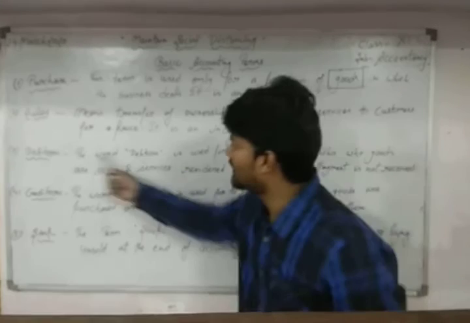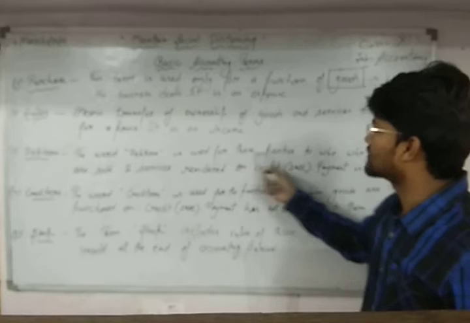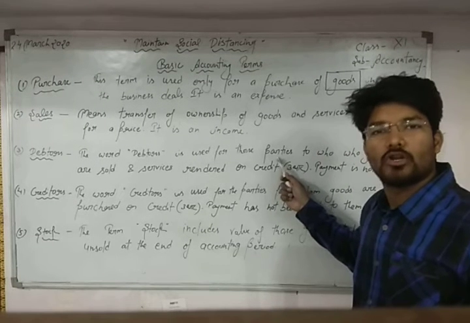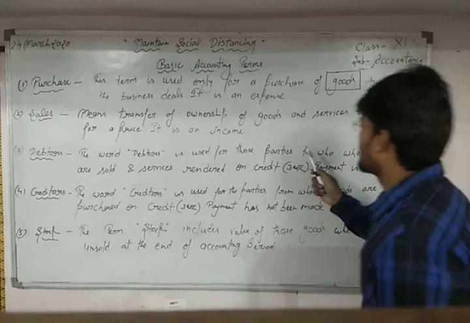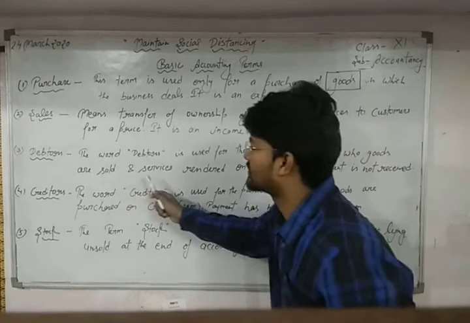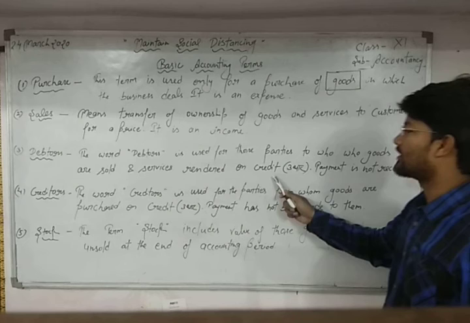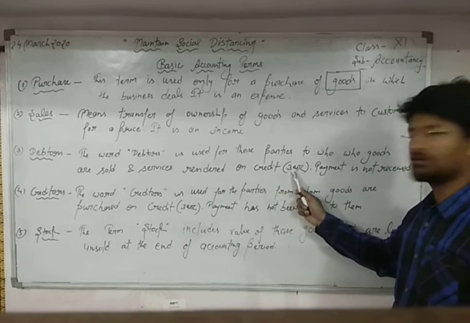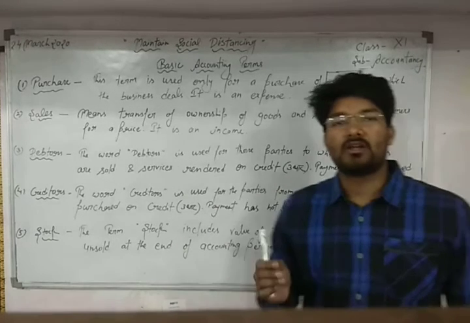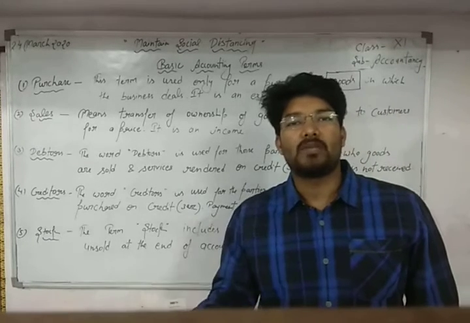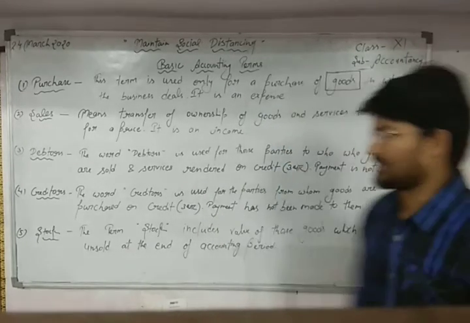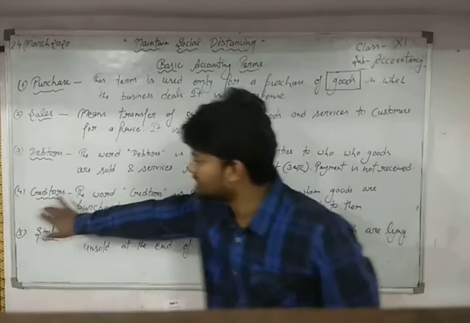Here it is written, the word debtor is used for those parties. Parties means any business firm or body of individuals, you and me, to whom the goods are sold and services are rendered on credit. Credit means udhar, and payment is not received. Whenever the payment is not received, those parties become the debtors for the business. Is that clear? Okay.